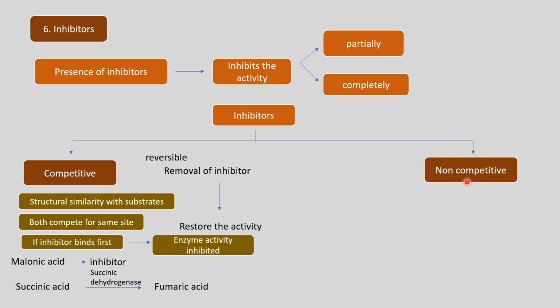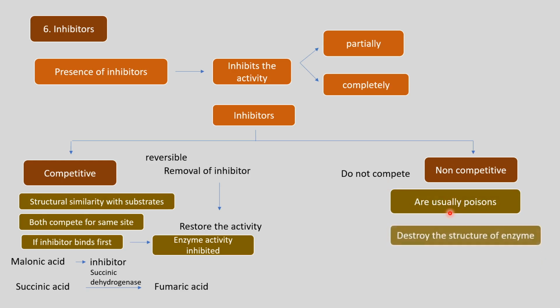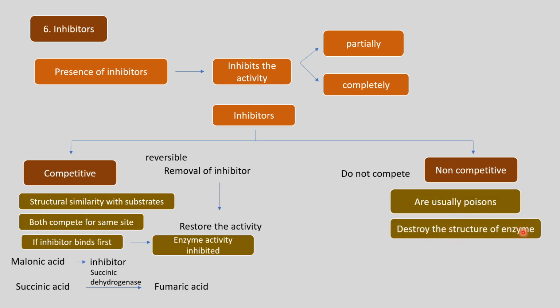Now non-competitive inhibitors, as the name suggests, will not compete for the active site, but these are usually poisons. What these poisons will do is destroy the structure of the enzyme in such a way that the change that has happened will become irreversible. So there is permanent, irreversible inhibition of the enzyme activity, because the structure of the enzyme is itself destroyed.